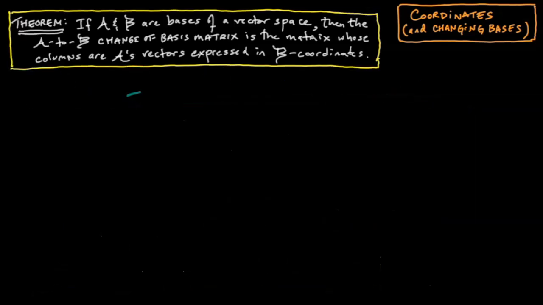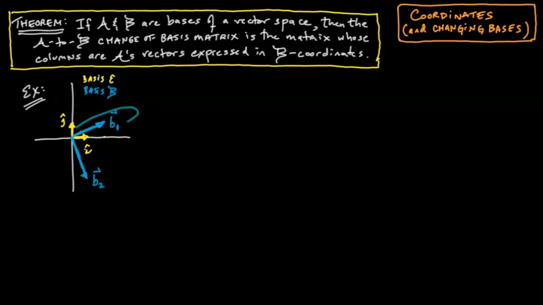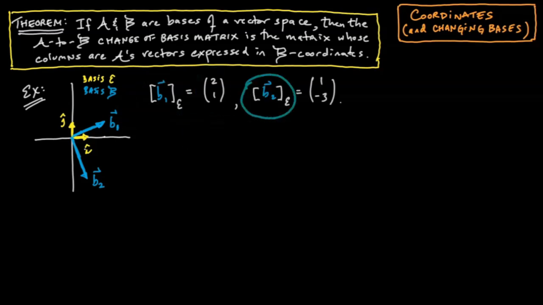All right, now that we have established this, let's do a concrete example. Let's work in R2 with the standard basis, which I'll call E, and another non-standard basis, which I will call B. And I've drawn its two vectors, B1 and B2, so that B1's coordinates relative to the standard basis are 2, 1, while B2's coordinates relative to the standard basis are 1, minus 3.